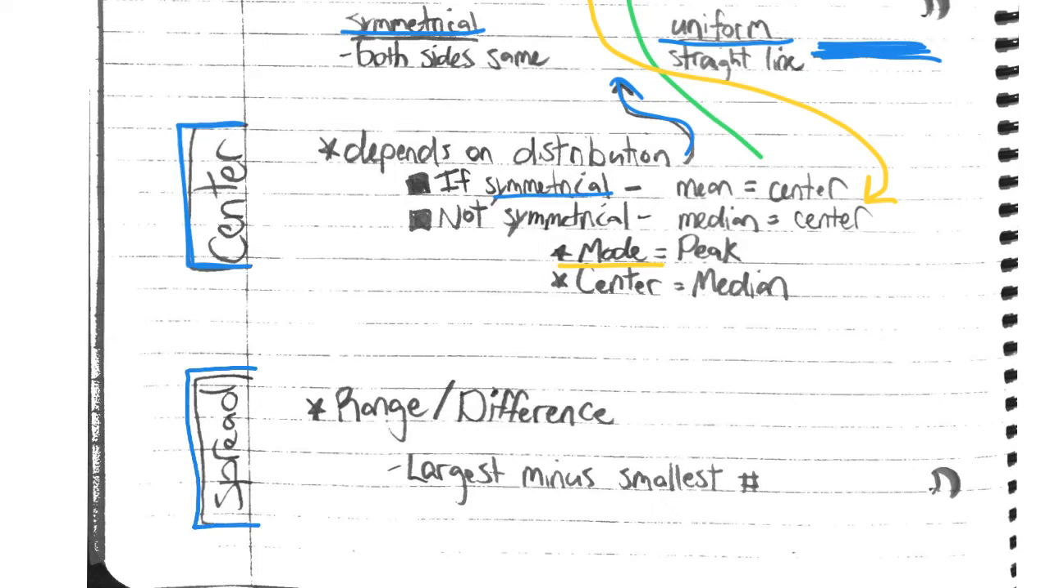So if something asks for the spread, it's the same thing as our range, which means we're finding the difference. It's just another way of putting it, nothing new.